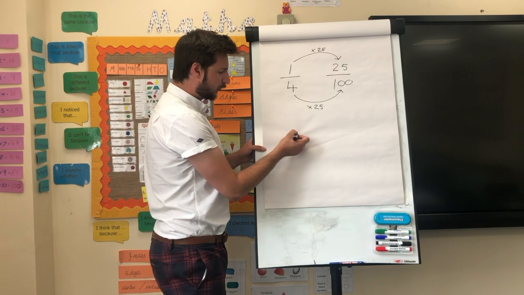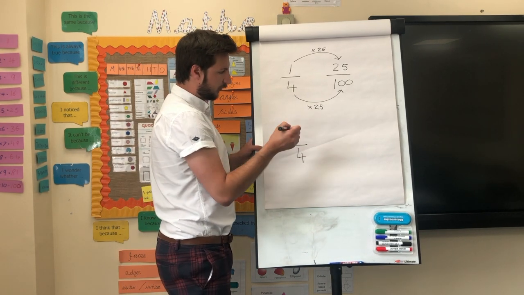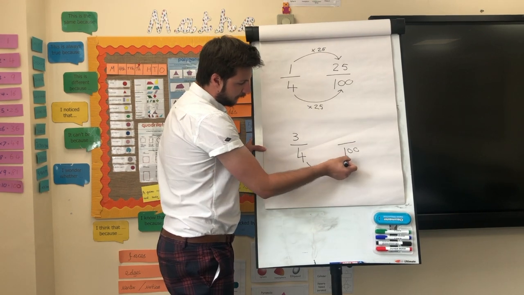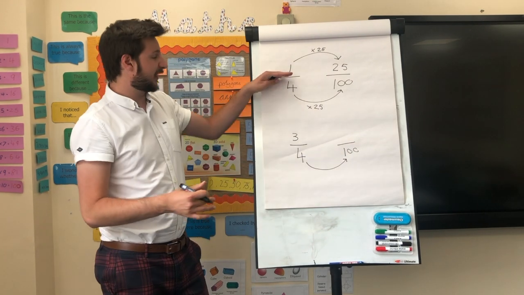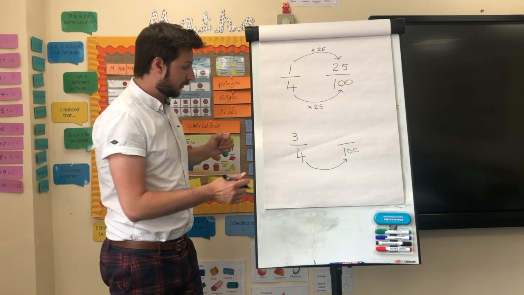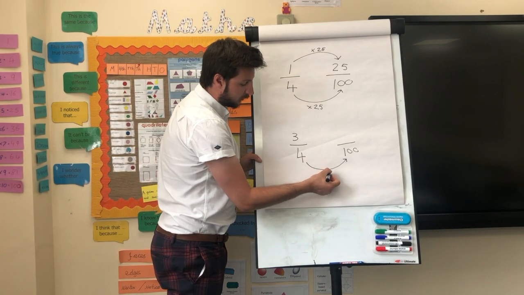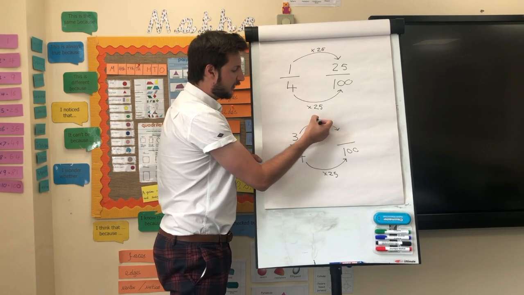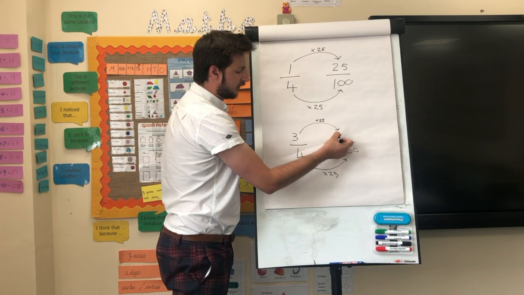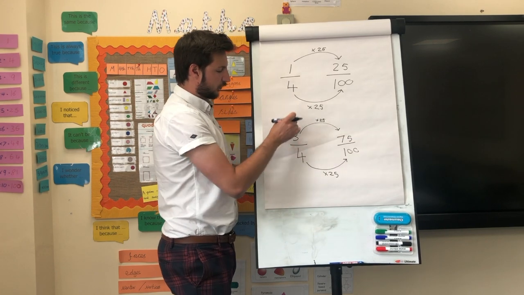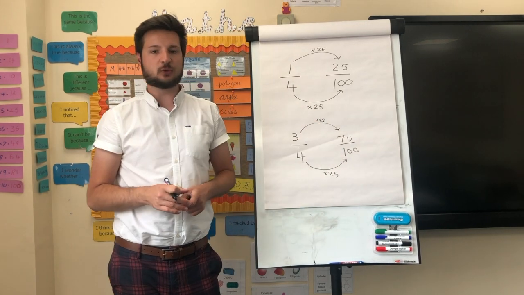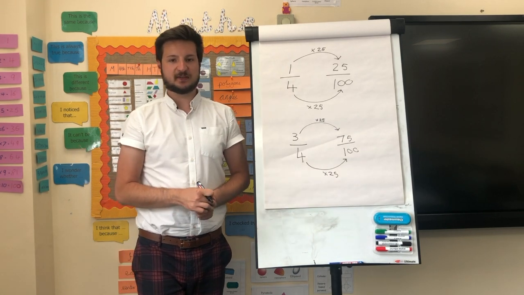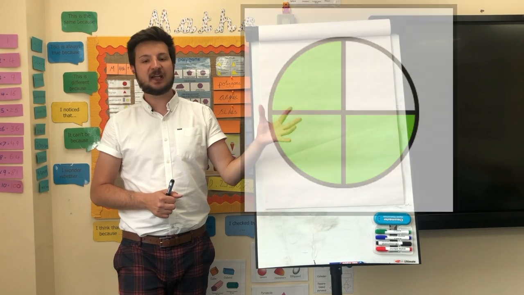Let's do the same for 3/4. 3/4, 100. 4 to get to 100 is exactly the same as this example because it's a 4 as a denominator. 4 to get to 100 we multiply by 25. Whatever we do to the bottom we do to the top. 3 multiplied by 25 is 75, which tells us 3/4 is equivalent to 75 over 100, which is 75 per 100 or 75%.